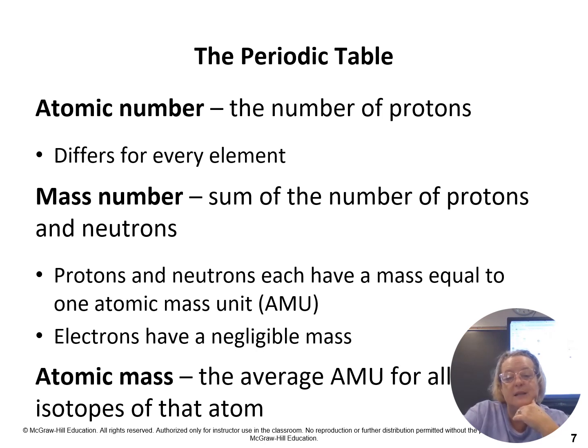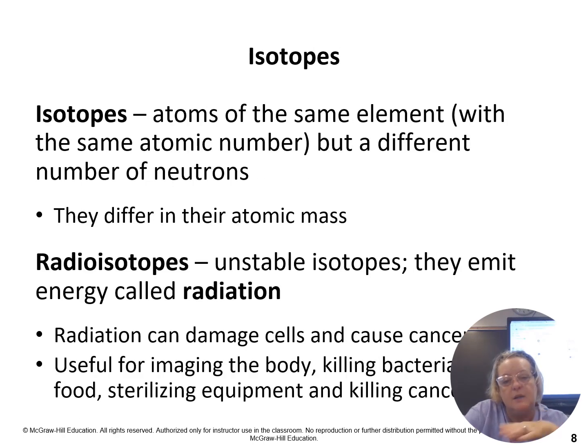The atomic mass is the average AMU for all isotopes of that atom, and here it is. This should say average atomic mass, and they use atomic mass. So you'll see atomic mass and mass number used interchangeably too. Mass number technically is the sum of the number of protons and neutrons together, because protons and neutrons are the only thing that provide any mass, so we just add them up. The atomic mass is the average of all known isotopes. It's technically the average atomic mass. Isotopes, as I said, same element, different number of neutrons. Radioisotopes are unstable. They emit an energy called radiation.